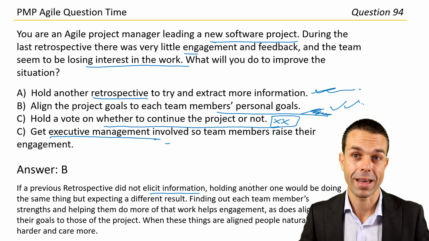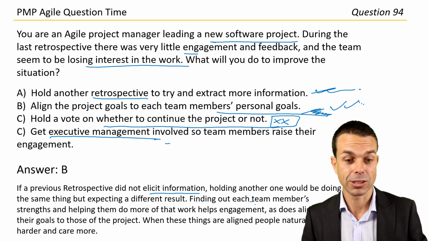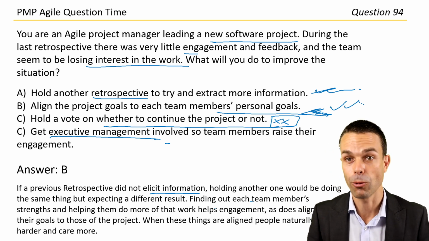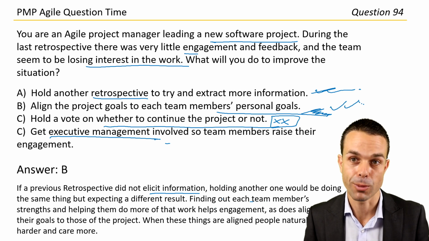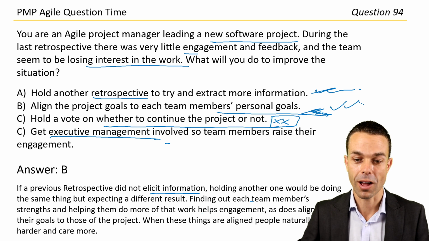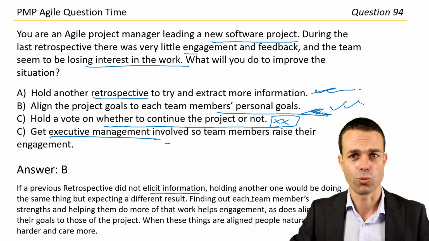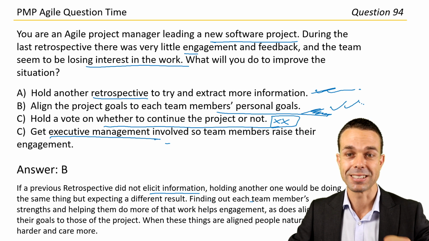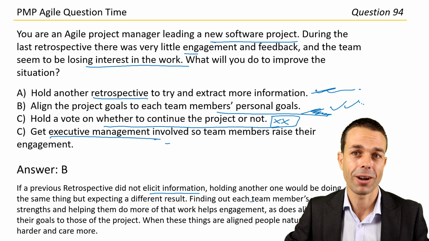And we can be aware of that in our own job and in our own career. Finding out each team member's strengths and helping them to do more of that work helps engagement, as does aligning their goals to the goals of the project. When these things are aligned, people naturally work harder and care more. Wow, these are really getting deep now. These are great questions. Good leadership for any type of leadership, but specifically for our Agile journey.